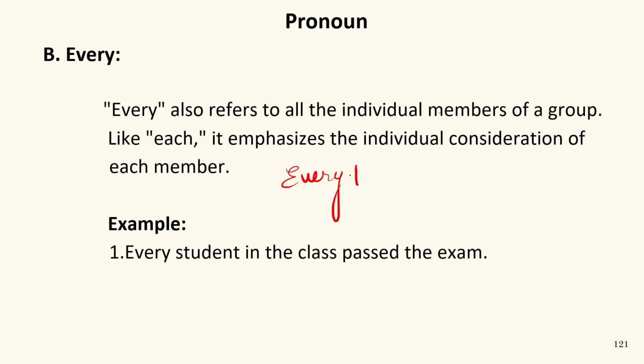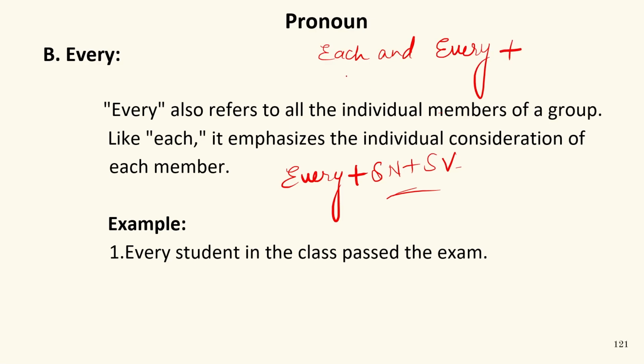Now, every is again followed by a singular noun and the singular form of the verb. If we use each and every together, then again they should be followed by a singular noun and the singular form of the verb. Though each and every are both given, they should be followed by a singular noun and the singular form of the verb only.